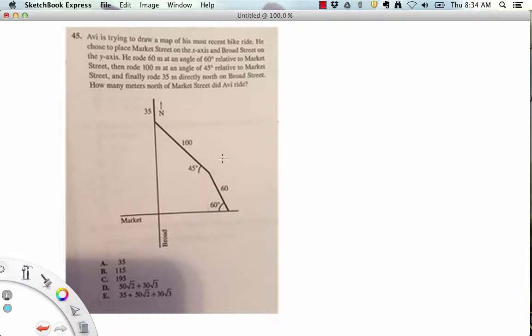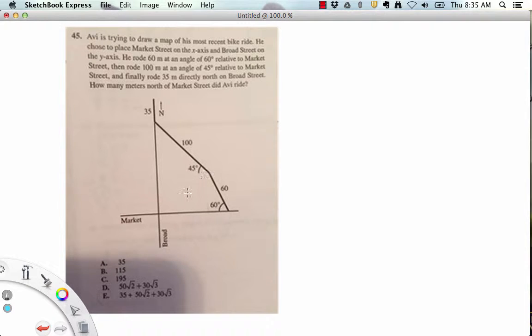Okay, so this is one of those goofy math problems. 60 meters, that's about 60 yards. That's not very far to ride on a bike. Then he rode 100 meters at an angle of 45 degrees, and finally rode 35 meters directly north on Broad Street. Okay, so just looking, if I had to be quick, the picture looks kind of roughly proportional. The 100 is longer than the 60. The 35 is about half of the 60. So I think the picture is pretty accurate. If not, I could draw my own accurate picture.